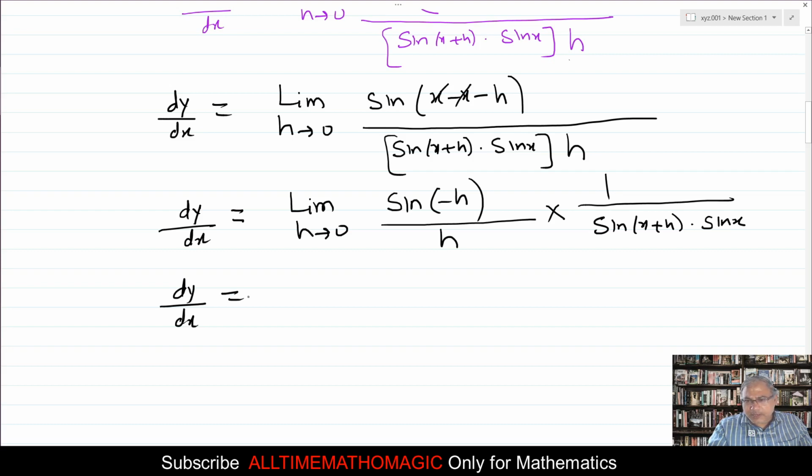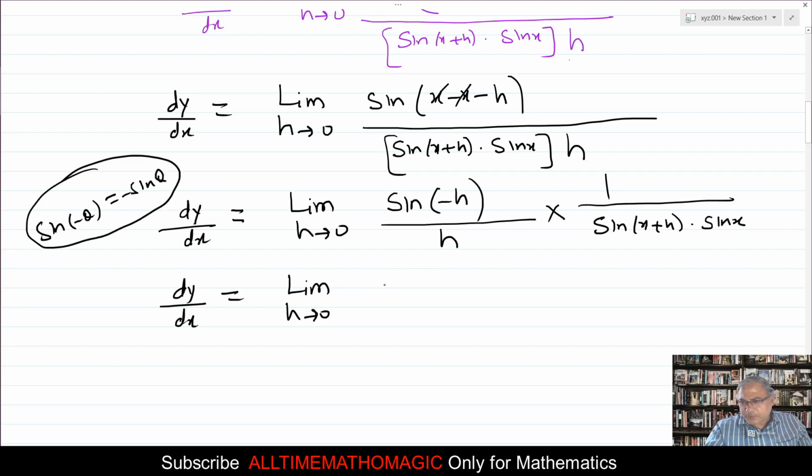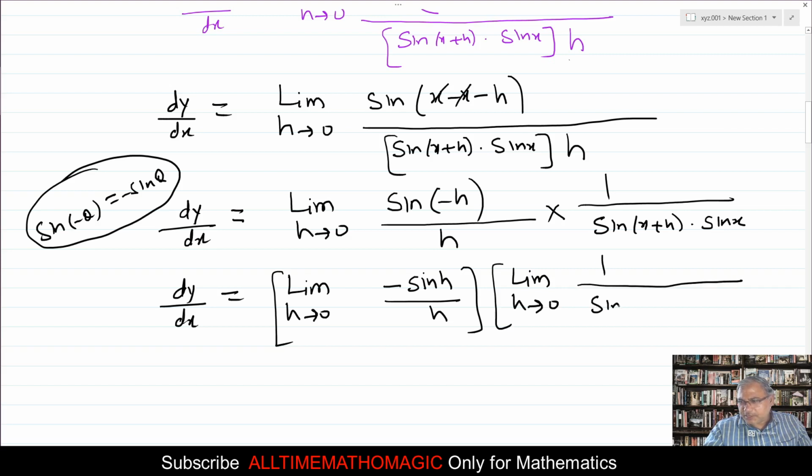dy by dx equals limit h tending to 0 of sin of minus theta, which equals minus sin theta. Therefore, minus sin h upon h is the first part, and limit h tending to 0 of 1 upon sin x plus h sin x.